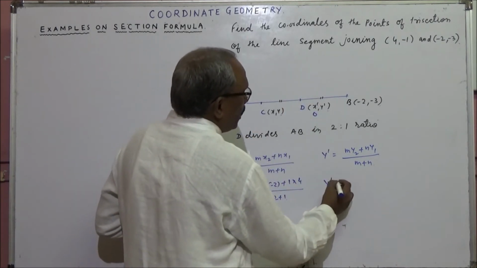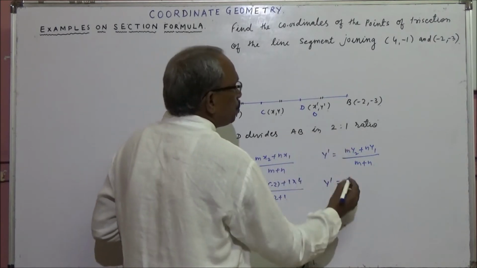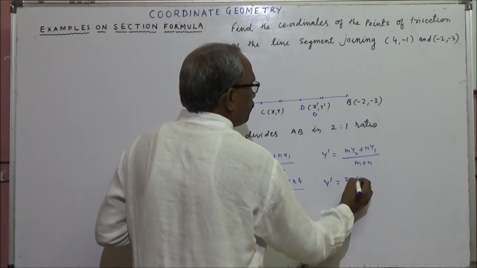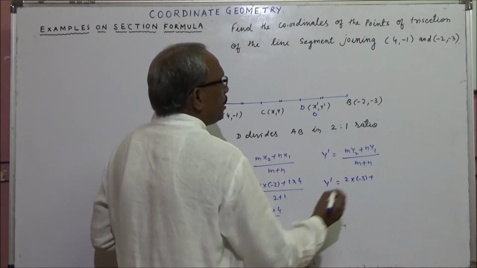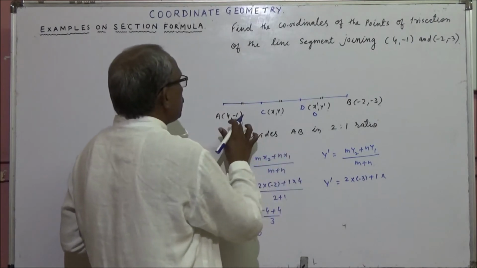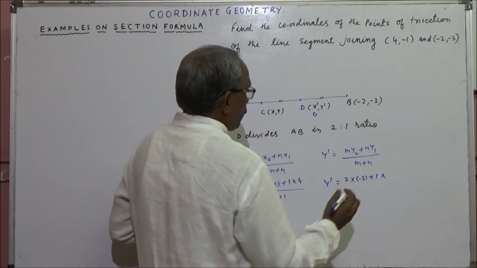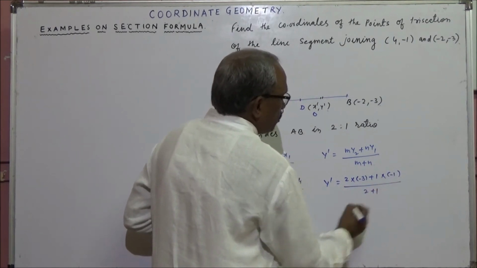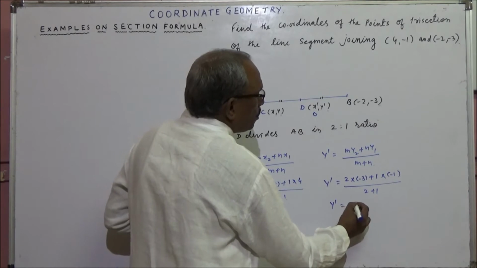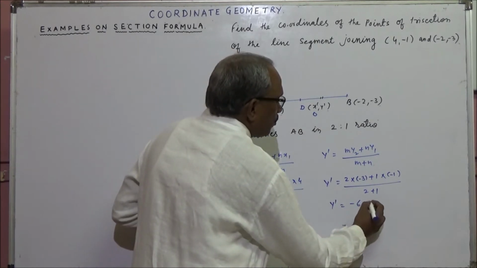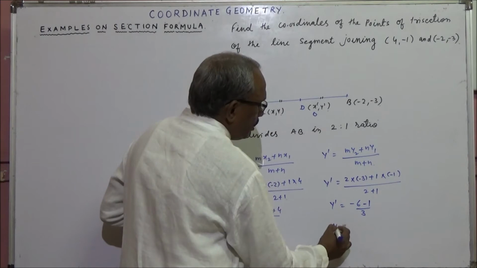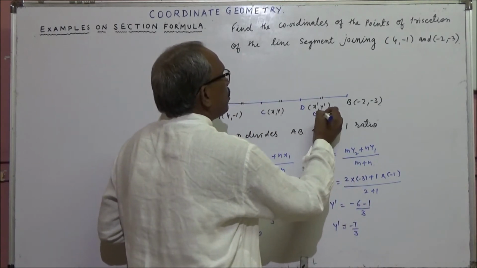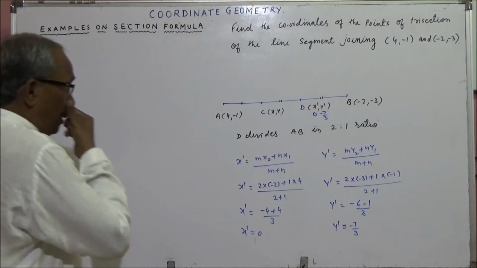Then let us calculate y'. m is what? 2. y2 is -3, plus n means 1, y1 means -1, upon 2 plus 1. So y' is equal to (-6 minus 1) upon 3. So y' is equal to -7 upon 3.